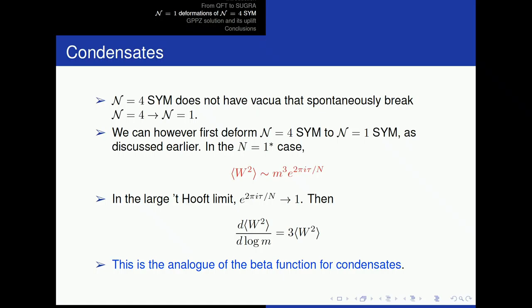So the condensate is related to the mass of the theory. And there is this exponential factor here that comes from non-perturbative effects. But now in the large 't Hooft limit, if you take strictly lambda goes to infinity, this factor just goes to 1. And we're left with W squared proportional to m cubed. Then this implies that there is an RGE-type equation for the condensate, which is given over here. And it's the analog of the RGE equations I was discussing earlier.